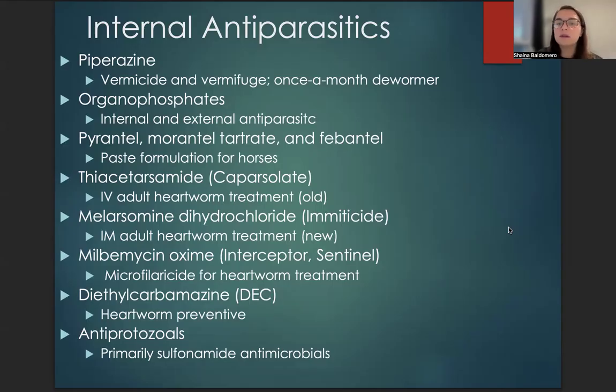So we do like to put them on a monthly medication. HeartGuard is another one that's really common for heartworm preventative. We also have DEC, that's another heartworm preventative. And then the last one on this list is antiprotozoals. These are mostly those sulfonamide antimicrobial medications.